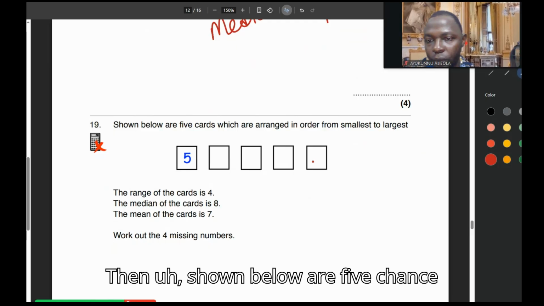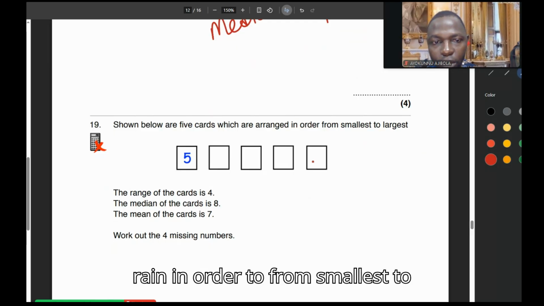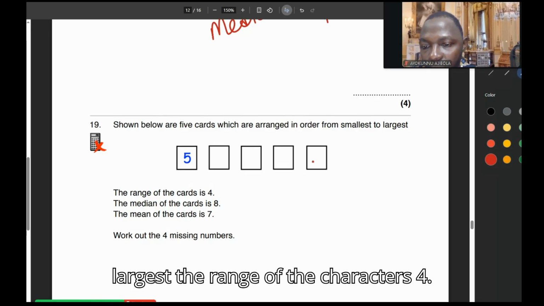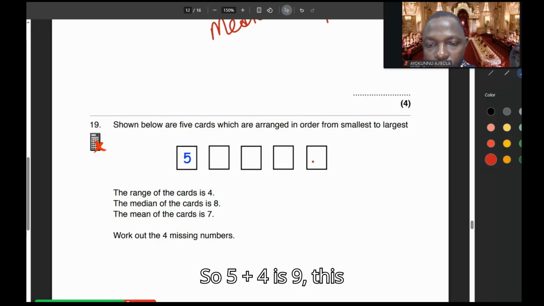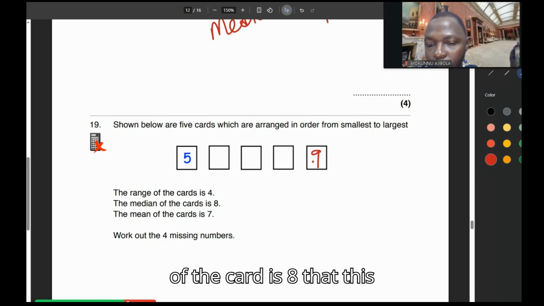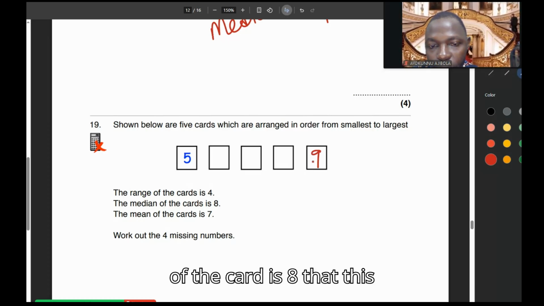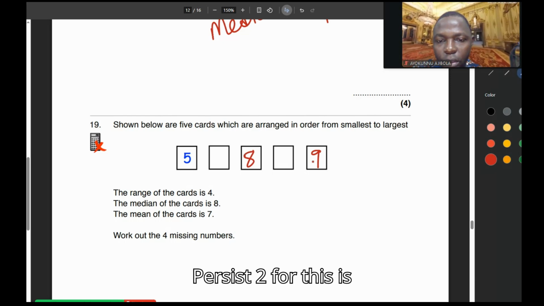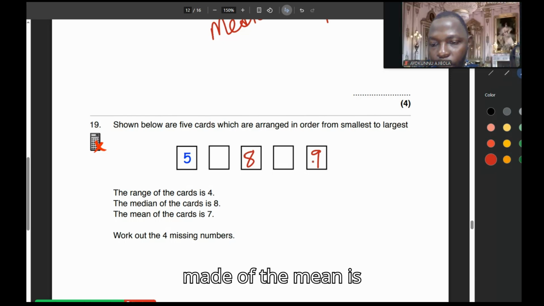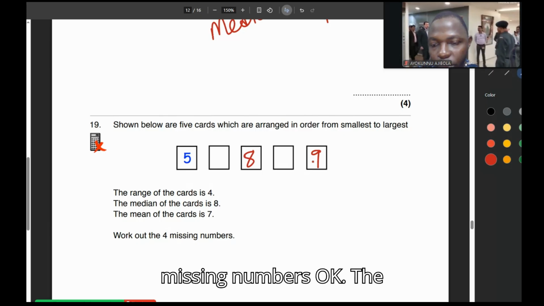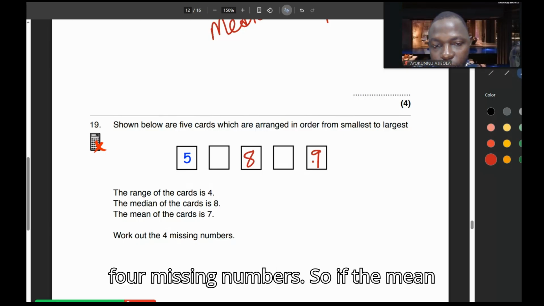Then shown below are 5 cards written in order, from smallest to largest. The range of the cards is 4, so 5 plus 4 is 9. This has to be 9. And the median of the cards is 8, so this has to be 8, because it's the middle. The mean is 7. Work out the 4 missing numbers.